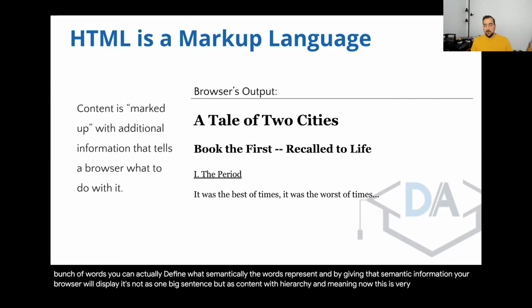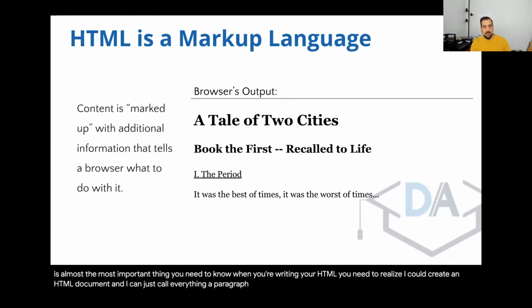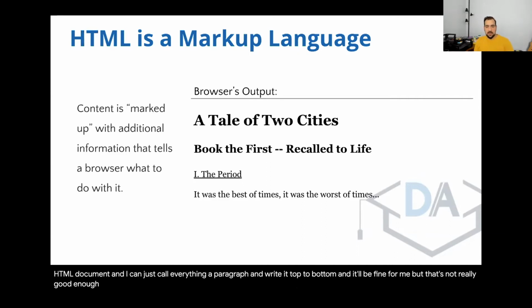Now, this is very important, and this is almost the most important thing you need to know when you're writing your HTML. I could create an HTML document and I could just call everything a paragraph and write it top to bottom, and it'll be fine for me. But that's not really good enough. That's not professional. It's not considerate. You should really be using semantically correct elements in your content.